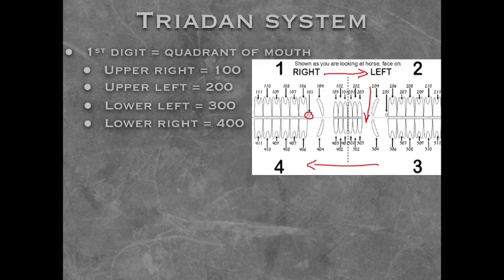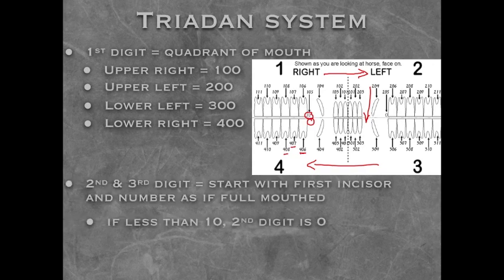Now we don't have a lower wolf tooth, premolar 1, but we would count the rest of the premolars as if we did. And so in the absence of a wolf tooth, we're going to start with premolar 2, premolar 3, and then premolar 4. I say here the second and third digit, we're starting with the first incisor. If it is less than 10, then that second digit is 0. So as we see here, 406 versus 46.